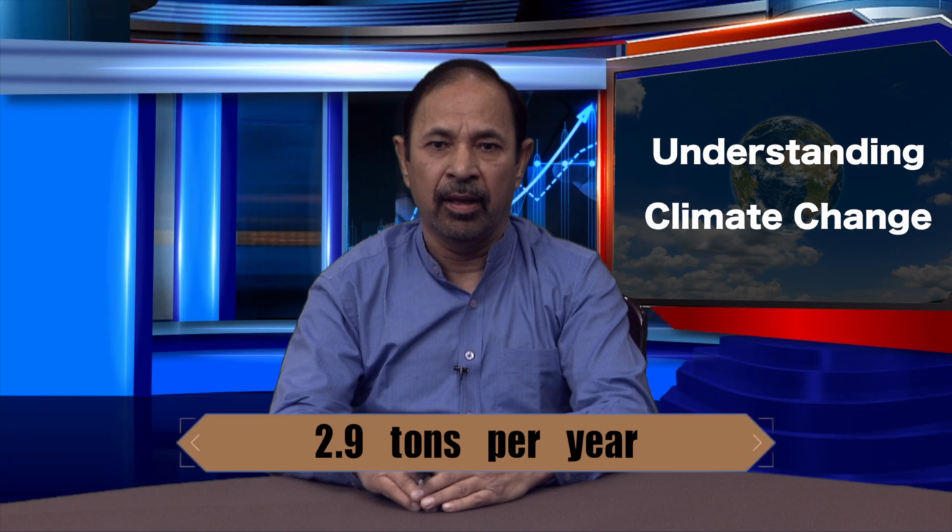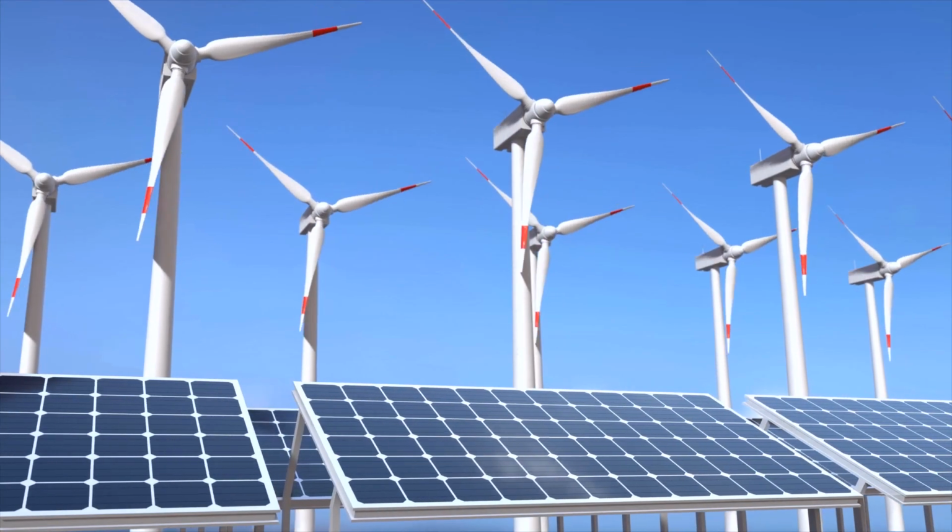For instance, India's per capita emissions are about 2.9 tons per year, much lower than the global average of around 6.6 tons. Yet, because of our population size, we are still amongst the world's top emitters. The good news is that India is taking significant steps to reduce its carbon intensity through renewable energy and electric mobility.